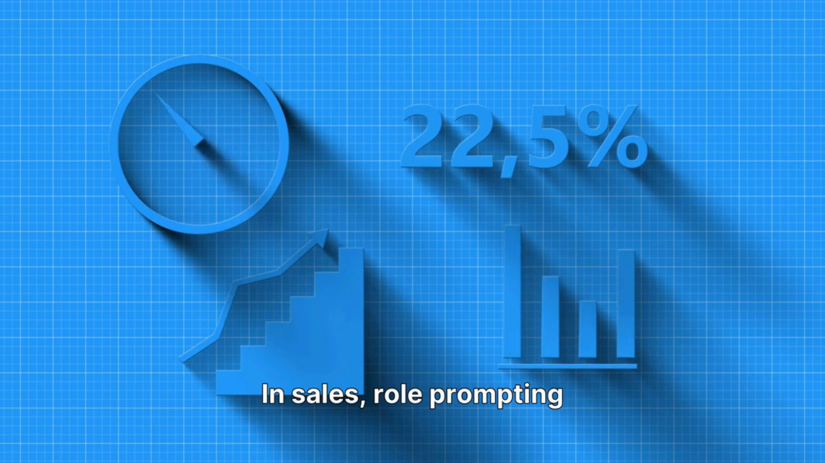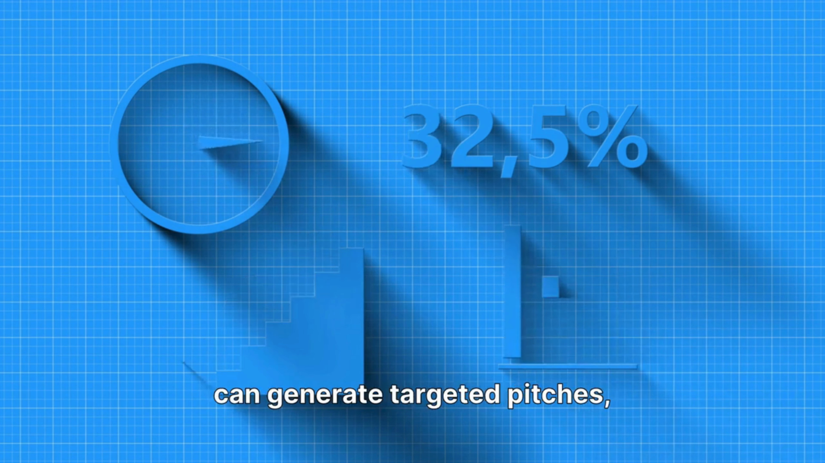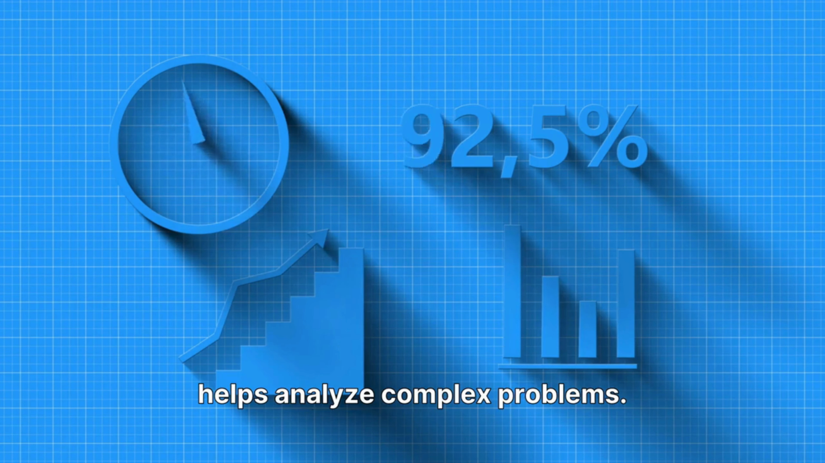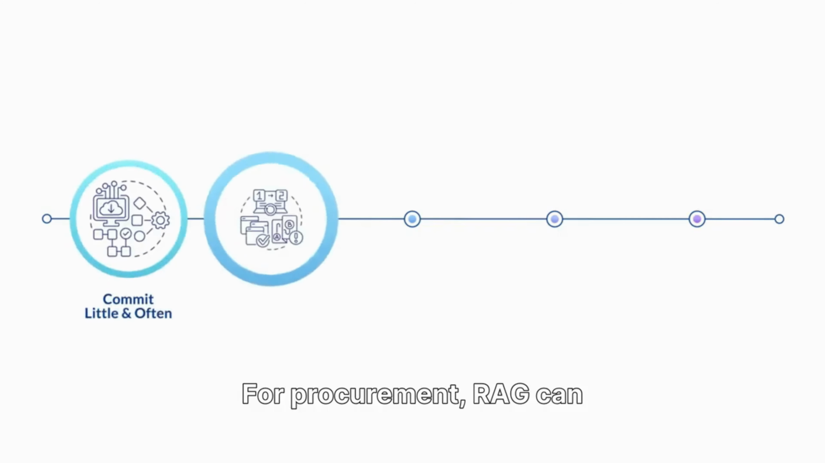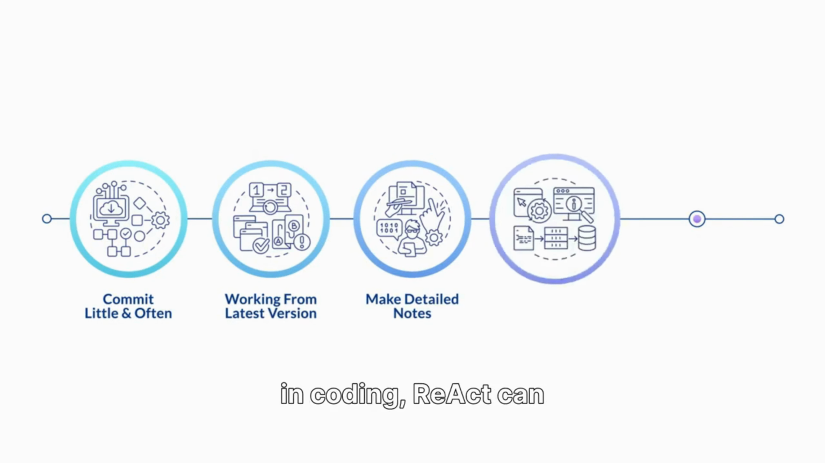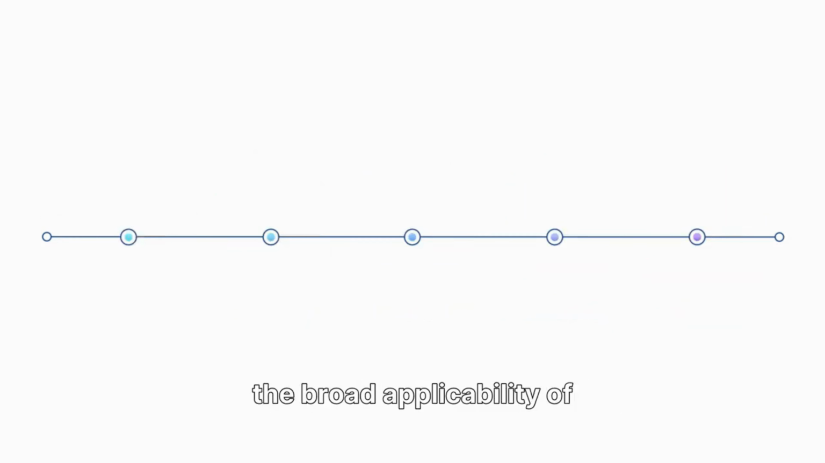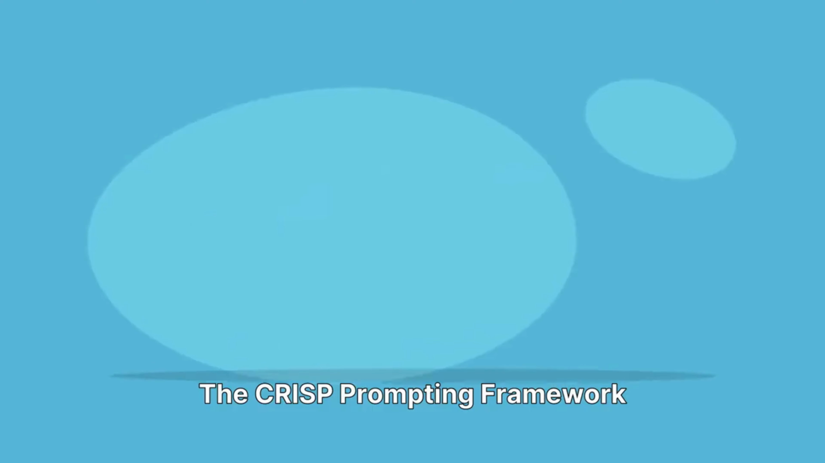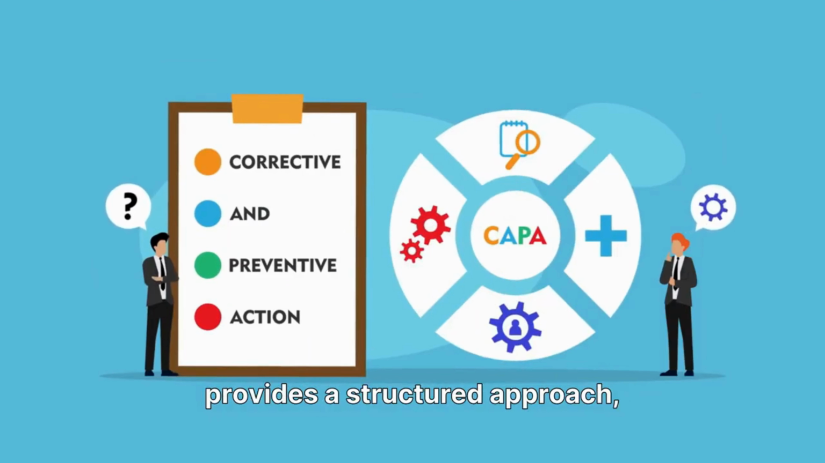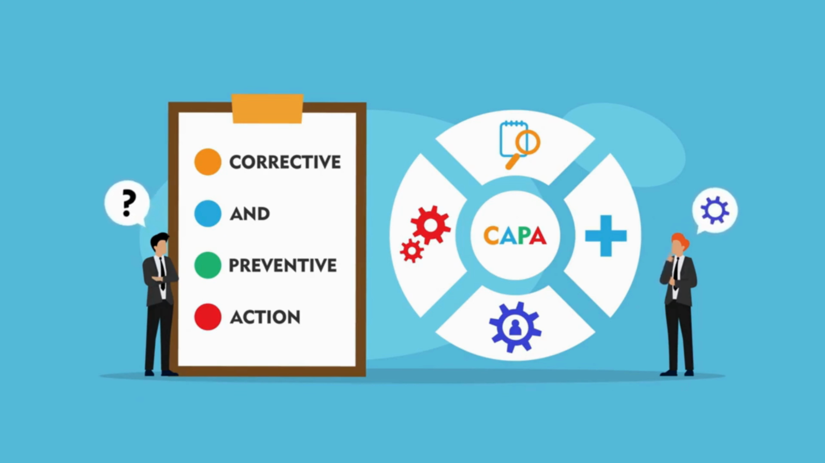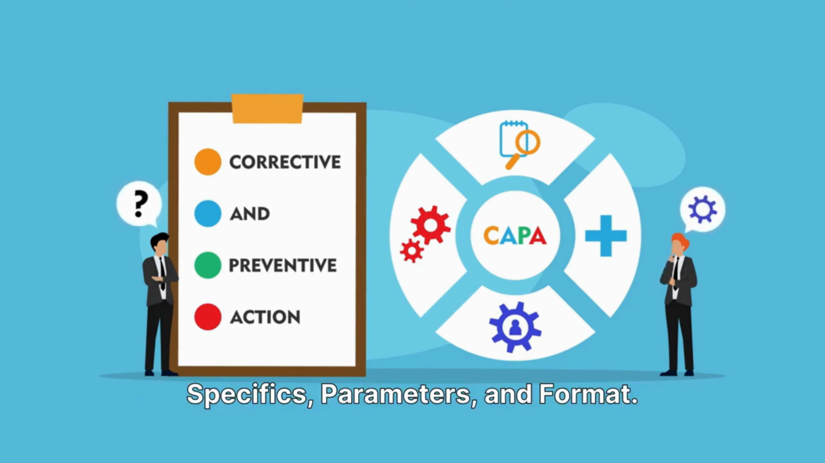In sales, role prompting can generate targeted pitches, while in engineering, COT helps analyze complex problems. For procurement, RAG can analyze supplier data, and in coding, React can debug by pattern, demonstrating the broad applicability of these methods. The CRISP prompting framework provides a structured approach, encompassing context, role, instructions, specifics, parameters, and format.